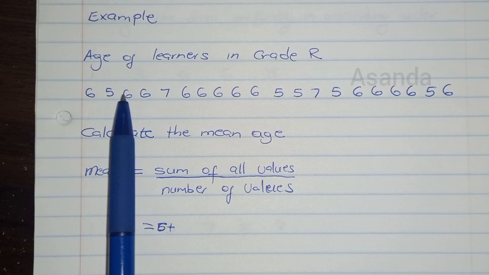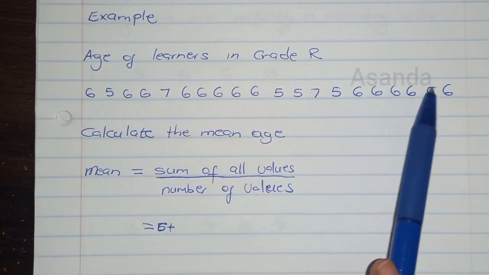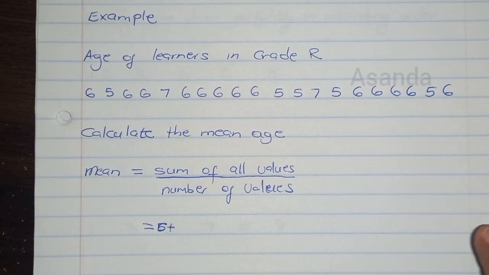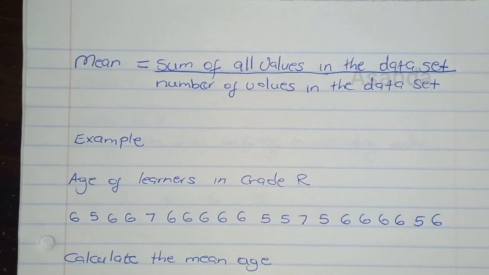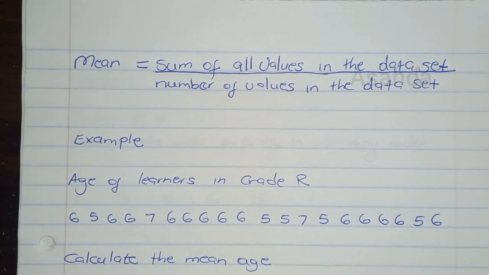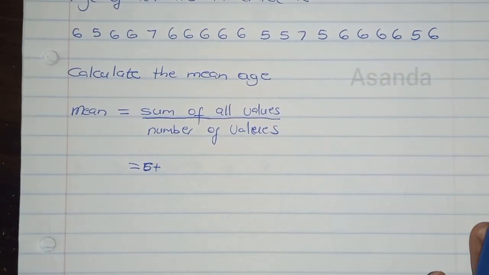And we have 1, 2, 3, 4, 5, 6, 7, 8, 9, 10, 11, 12, 13, 14, 15, 16, 17, 18, 19, 20 learners, right? So what we do is we're going to take this formula here that says sum of all values, which means add all the ages divided by number, and then we count how many there are, right? So calculate the mean age. Mean is equal to sum of all values divided by number.